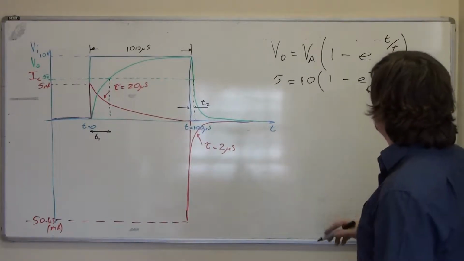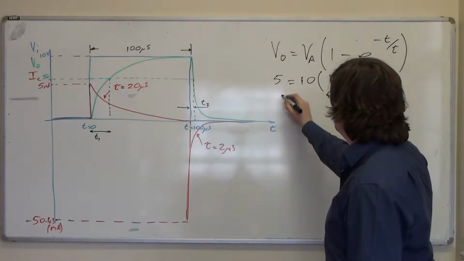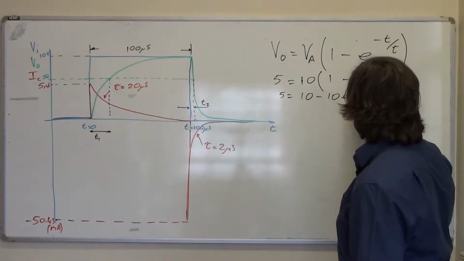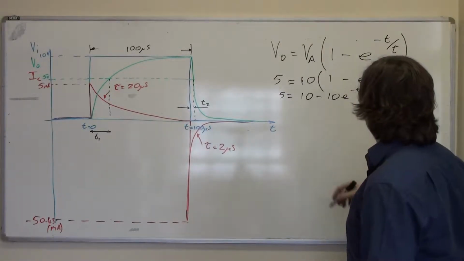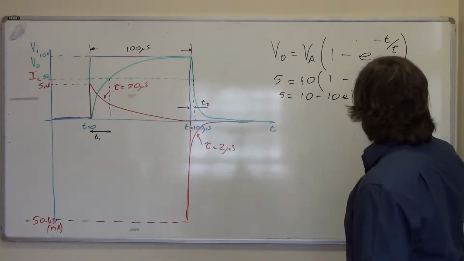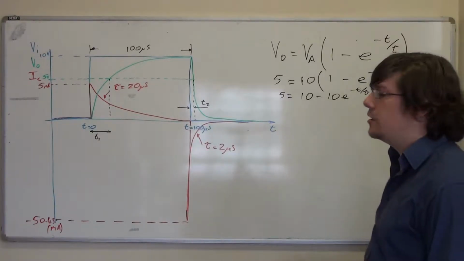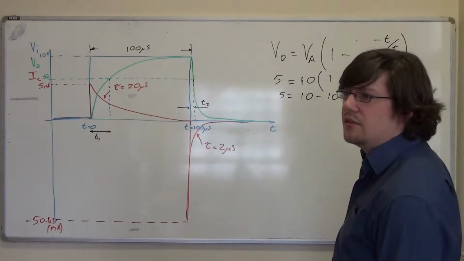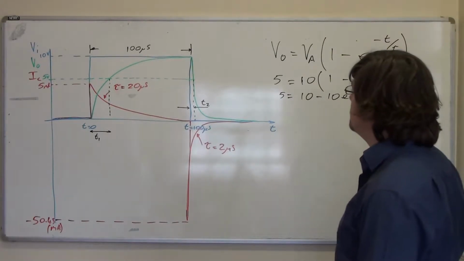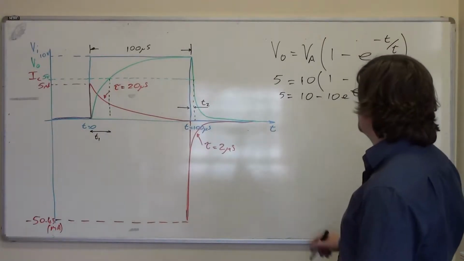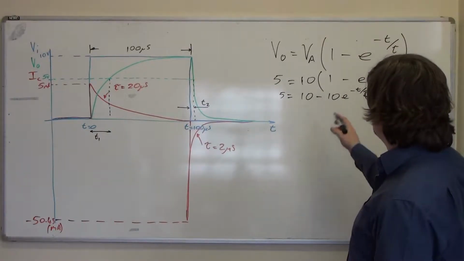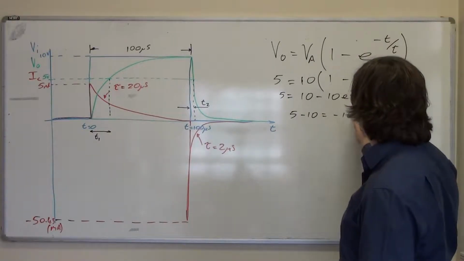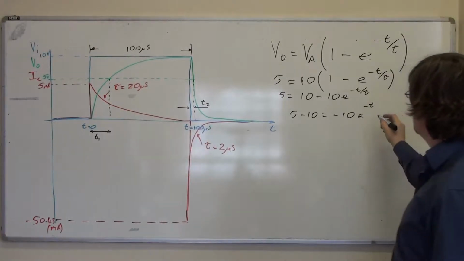So we're going to multiply out the brackets first of all. So we'll do 5 is equal to 10 minus 10 e to the minus t over tau, no brackets. I don't mind if you do it in fewer steps than this, but the simplest possible method of explanation is to write out every line, so I won't skip anything. So then we'll take the 10 across, so we'll do 5 minus 10 is minus 5 equals minus 10 e to the minus t over tau.